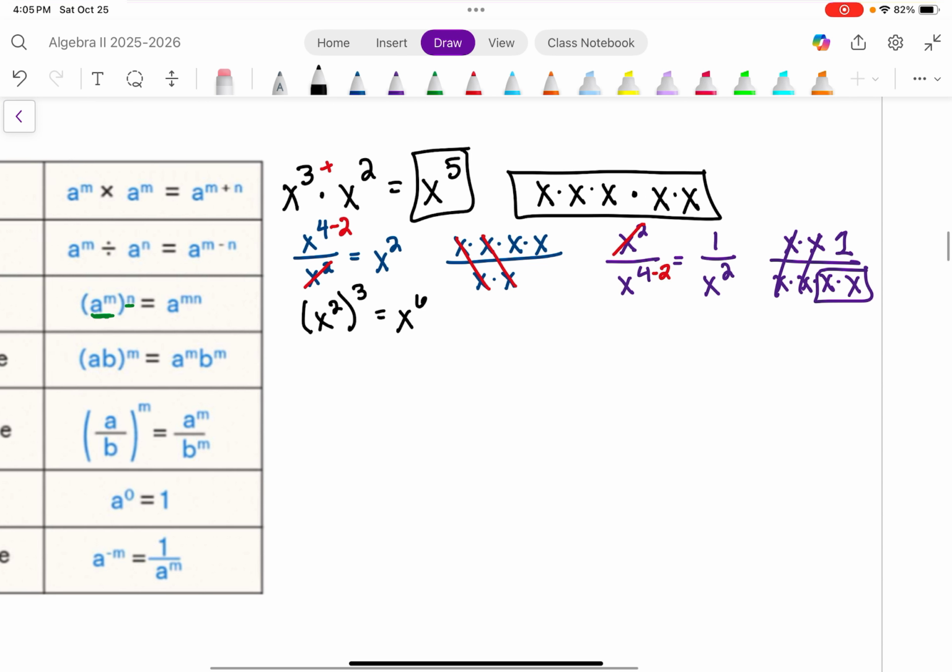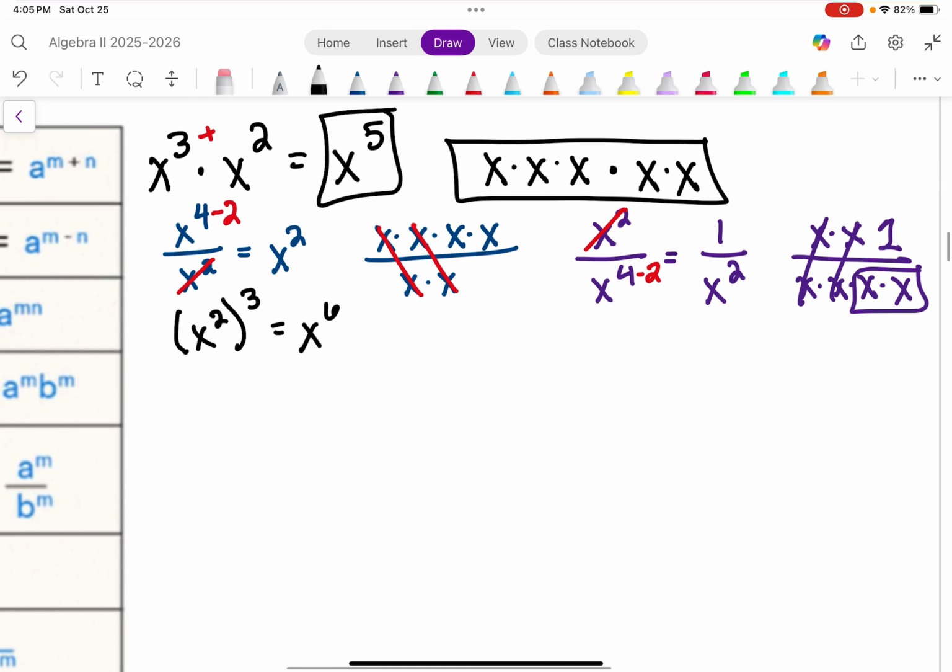And the reason that works is because we have x squared raised to the power of 3. So that means we have x squared times x squared 3 times. And we just talked about how this means we would add the exponents. So 2 plus 2 plus 2 is 6. So instead of having to write them all out, we can take the shortcut of just 2 times 3, because we would have the 2 exponent 3 times.